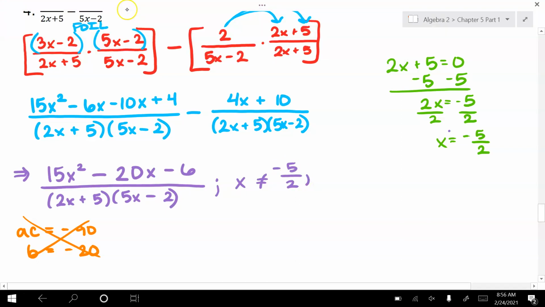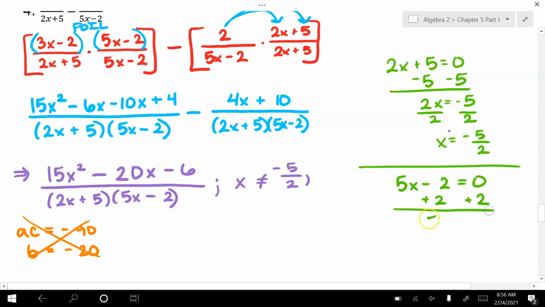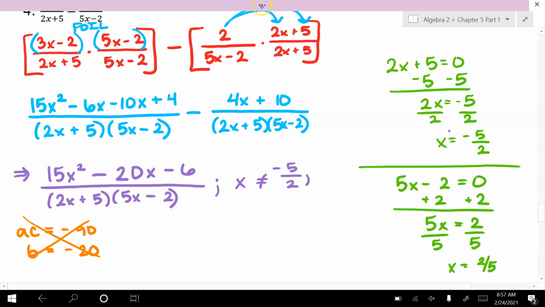And then, for the second one, it's 5x minus 2 equals 0. So we add 2. And then we divide by 5. So we're going to get 2/5 for the second one.